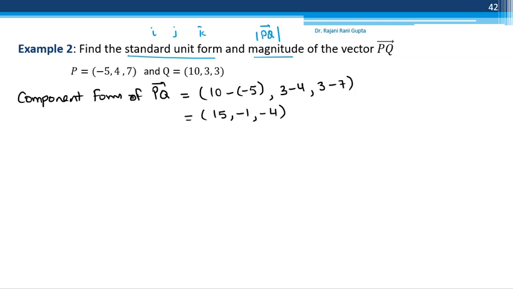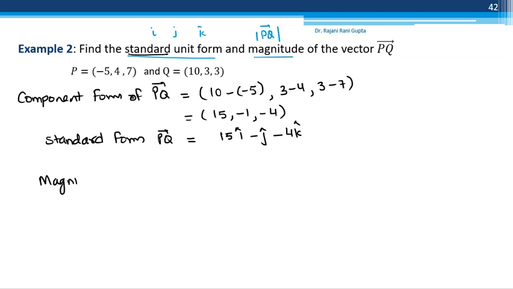Okay, this is the component form, but they ask you the standard form. So write it. Standard form of PQ is 15i minus j minus 4k. Since it's 1j, I write only j. So it's fine. Okay. Then you want the magnitude.